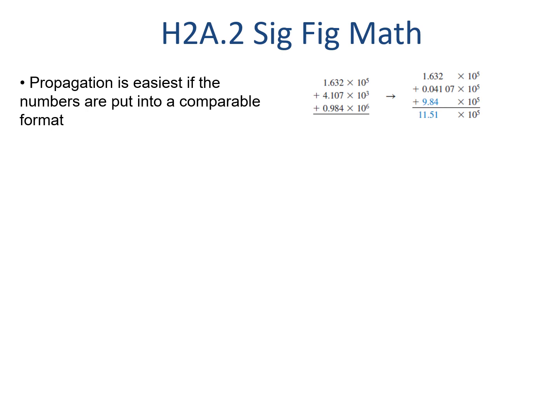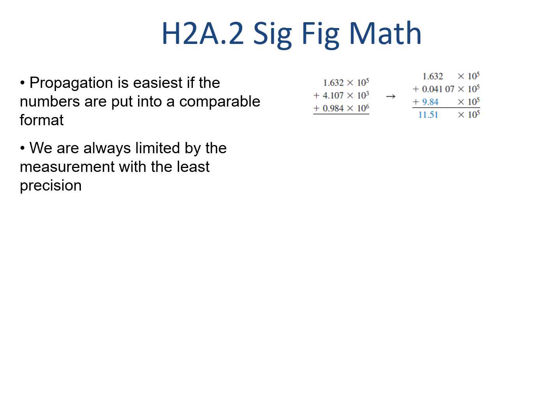Typically for addition, we'll always convert these to the same power, typically the base unit, although we could use a different power of 10, and then only keep up to the least precise value for addition or subtraction. On the top example, the 9.84 at the top right is only known to the hundredths. And so the answer can also only be known to the hundredths place as well.